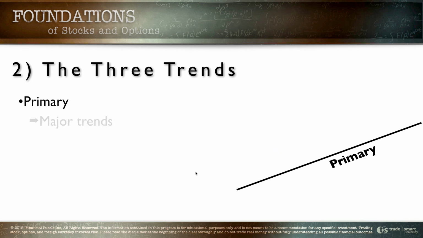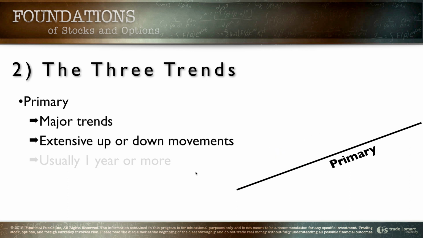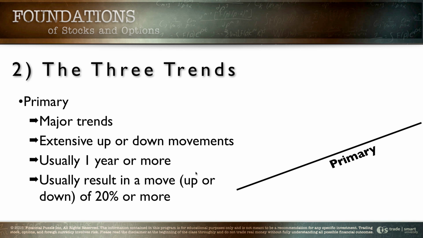The primary trend is the big picture trend. This is the trend that's going to go on a daily chart for at least a year or more. It's the major trend. It's going to involve extensive up movements and extensive down movements, and generally speaking it's going to last at least a year or more. In terms of price action, the general result is that it's going to move at least 20% or more.